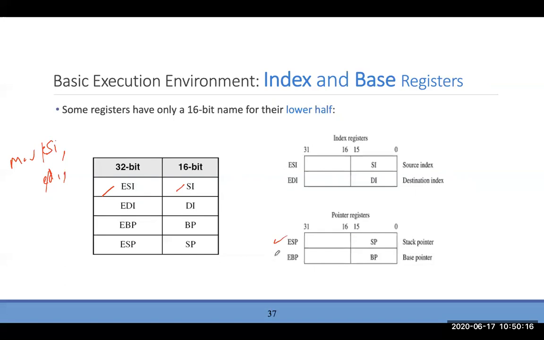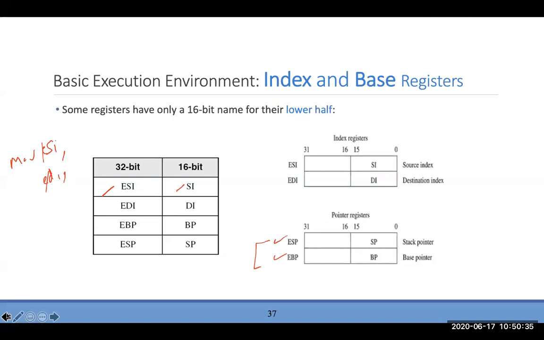The same applies for the stack pointer and the base pointer. These are very special registers. We're just going to use them when we deal with procedures or methods. So they go with 16 bits or 32 bits.